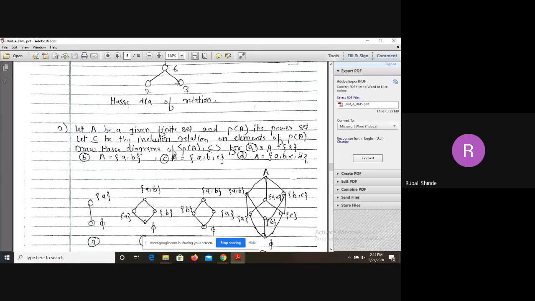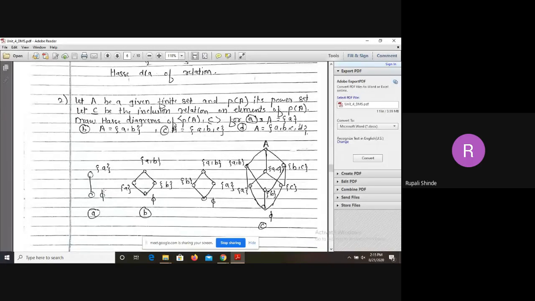So next question, here one set is given, that is P(A), the power set of A, and the relation is the subset relation. Okay, so first one is given as A equals {a}. So first of all we have to see what the power set of A is. So this consists of only one element. So the power set will contain two elements, that is phi and set {a}. Now phi is a subset of set {a}, that's why we have connected these two by a direct line.